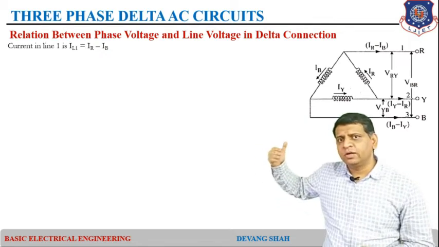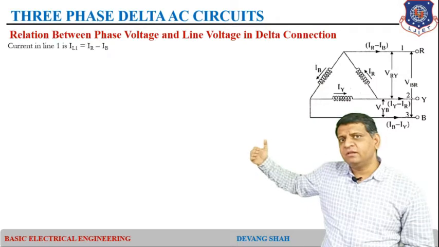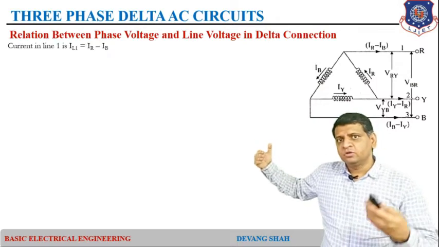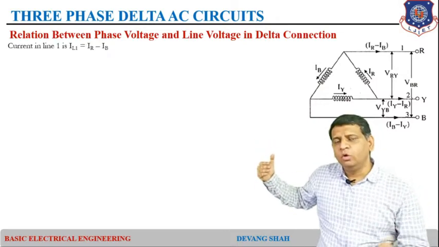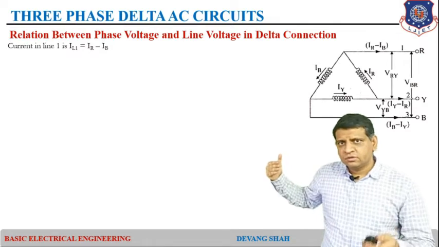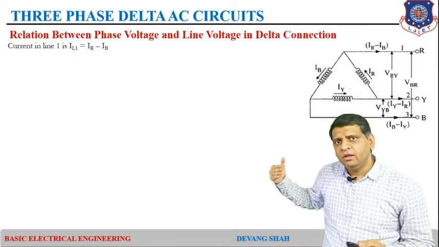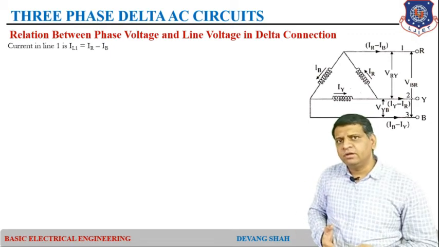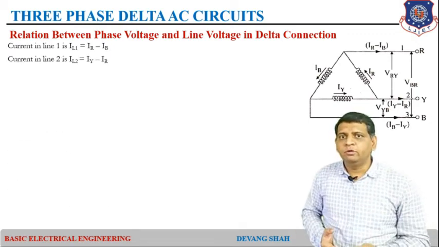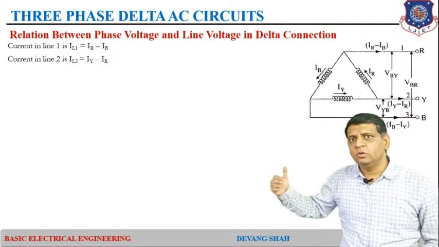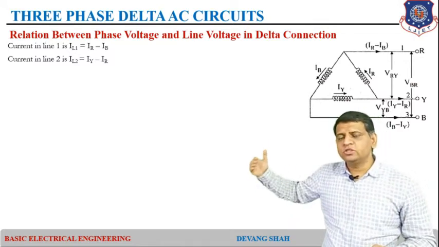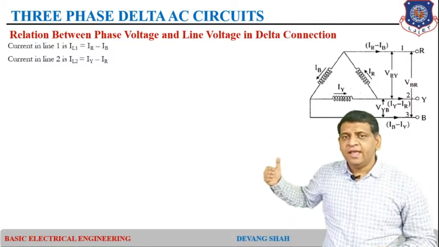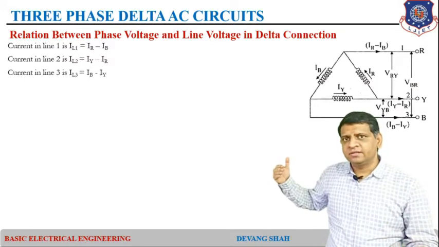is passing through line number 1, I consider as IL1, and that IL1 is equal to IR minus IB. So, if we apply Kirchhoff's current law at node R, in the same way node Y and node B, and you are looking for currents IL1, IL2 and IL3, you will be able to find: IL1 is equal to IR minus IB, IL2 is equal to IY minus IR and IL3 is equal to IB minus IY, right.